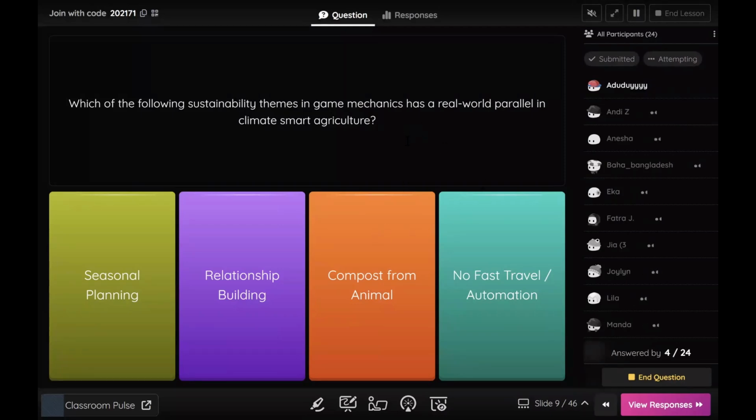Okay. Relationship building. Good answer. You can choose more than one, I guess. Can we have best of? Okay. Seasonal planning. Yeah. Relationship building. Composed from animals or no fast travel. We'll wait for another person.